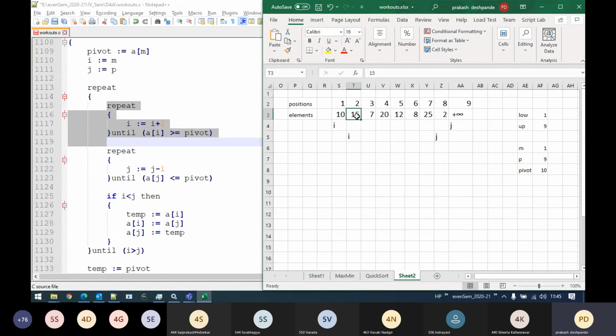Now the elements, this 15 and 2, have to be swapped. These particular elements now have to be swapped. After swapping, what I get? I get the values as 10, 2, 7, 20, 12, 8, 25, and 15. The last one obviously is the infinity here. And at position 8, it is 15. Sorry, 25 is at position 8.